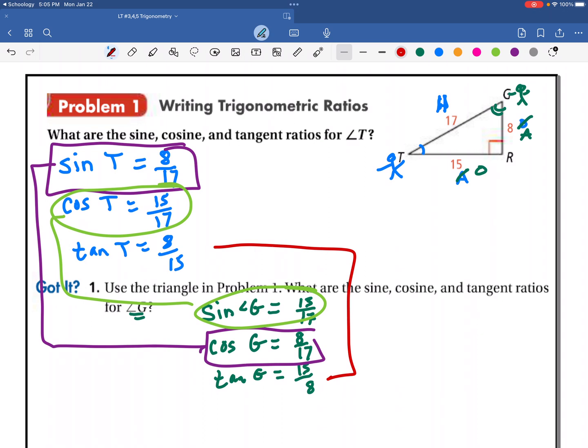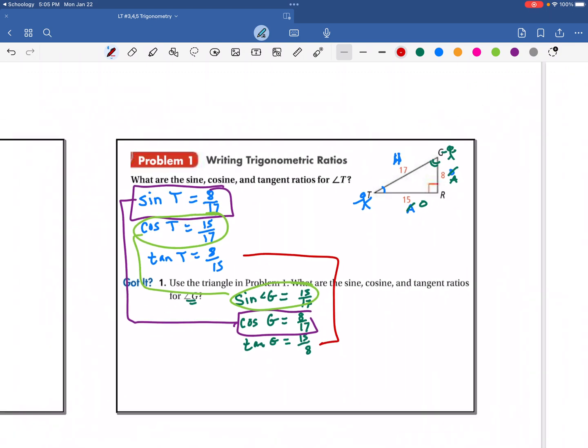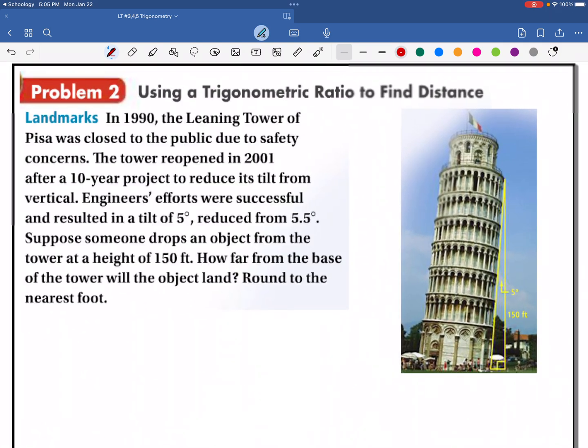Notice the trig ratios are just ratios of sides, but they're really useful. Here we have the Leaning Tower of Pisa. The tower reopened, resulting in a tilt of 5 degrees, reduced from 5.5. So if someone drops an object at a height of 150, we get this right triangle, and I'm going to redraw it just so it's a little easier to analyze. We've got 5 degrees up here, this is 150, and what we're trying to figure out is how far from the base, x.